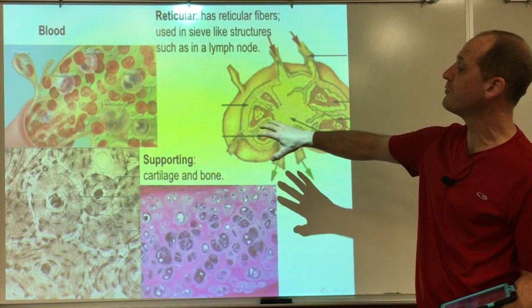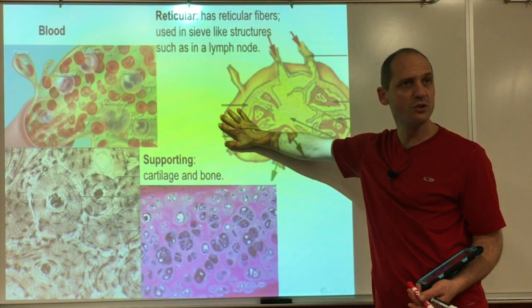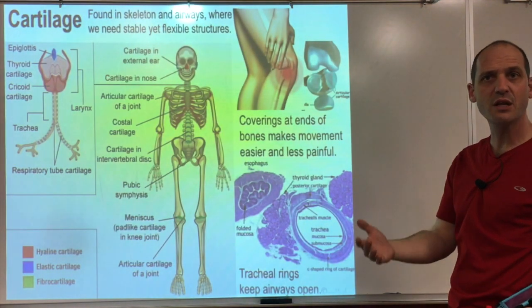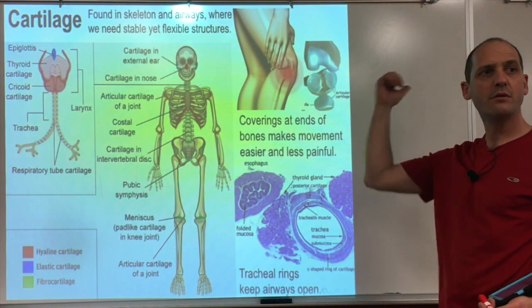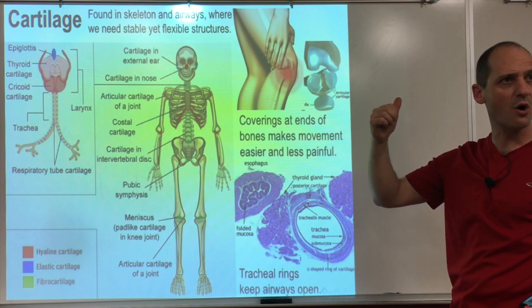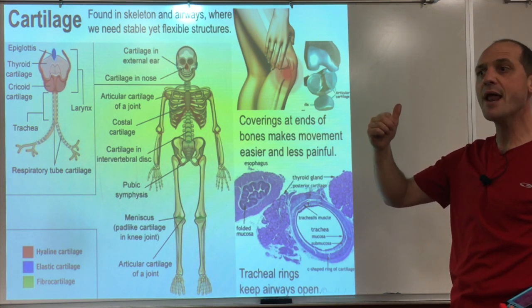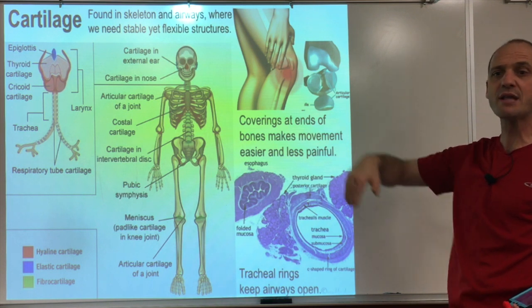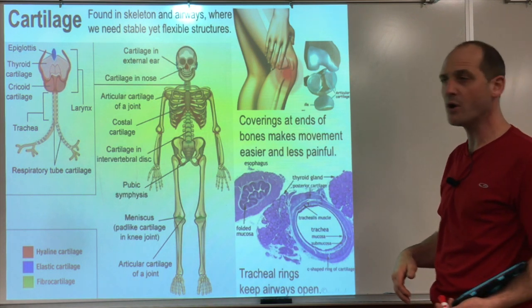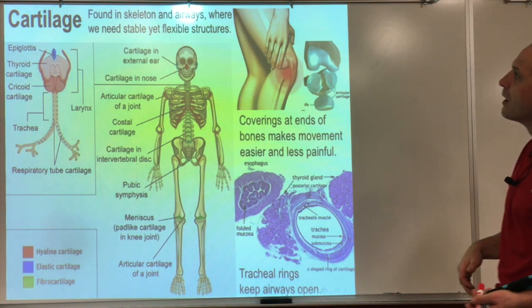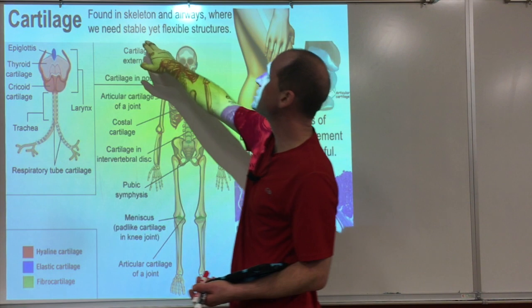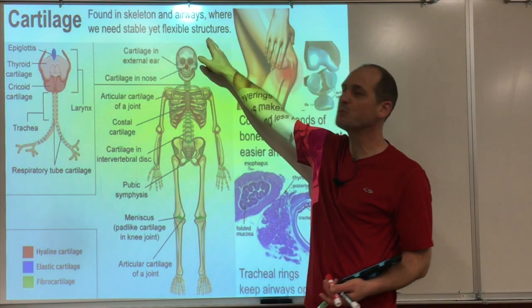These are the types of connective tissue that we have in the body. Now we're going to do a little bit more detail on cartilage and on bone, because that's in the next chapters that we're going to talk about after the test. And then muscle and nerve, we're going to talk about when we talk about those chapters. We're not going to go through all the details here. But cartilage is found in skeletons and airways where we need stable yet flexible structures.